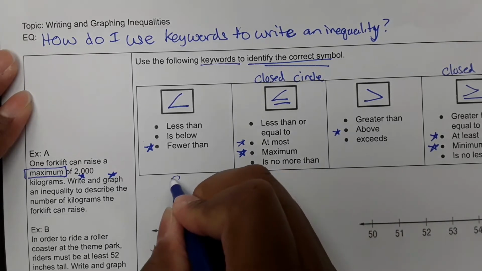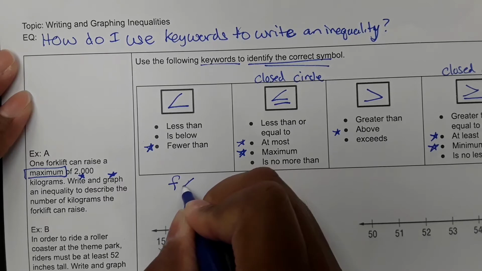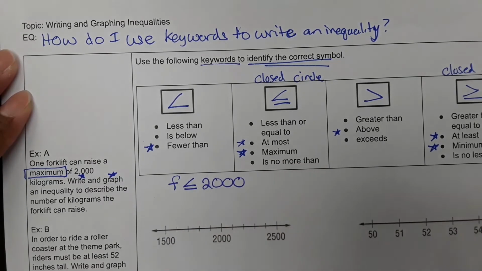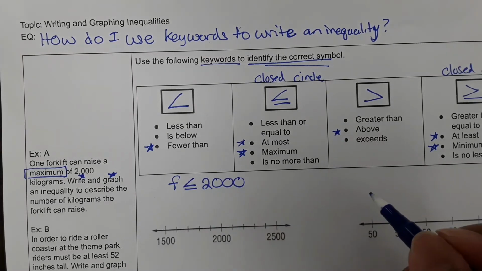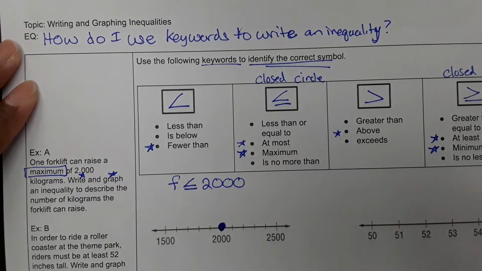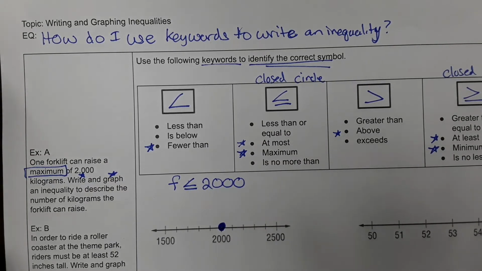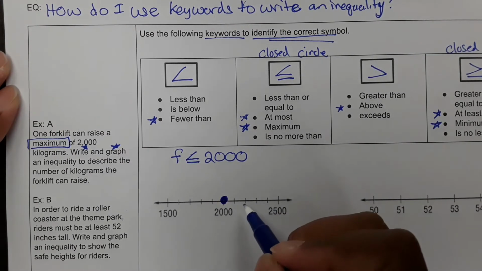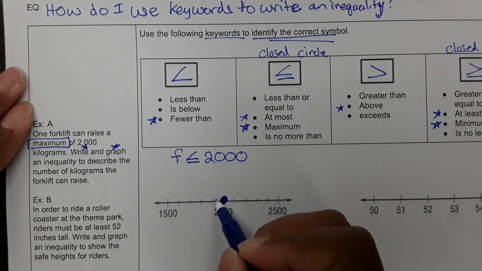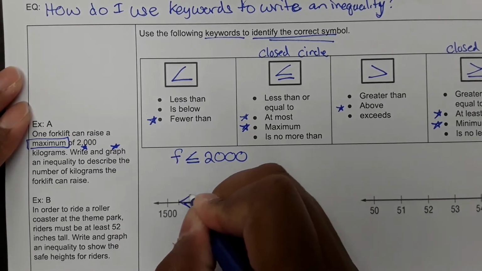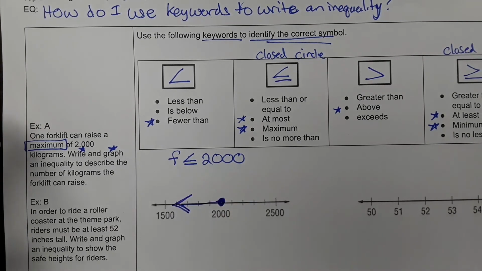Maximum, as we see, means we use less than or equal to. So let's do F for forklift is less than or equal to 2,000 pounds. When we're dealing with less than or equal to, we know it's a closed circle. So we shade that in at 2,000 because 2,000 is part of the solution set. And we're looking for all the numbers that are less than that. So would it be 2,500 or 1,500? You're right. It would be 1,500 is less than that, so it goes towards the left.